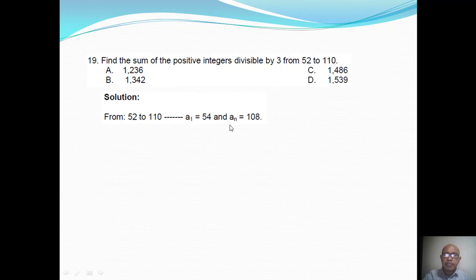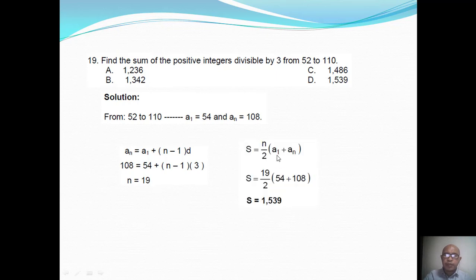So, the common difference of the numbers is 3 because if the numbers are divisible by 3, the difference between them is 3. So, we have now 108 is equal to 54 plus n minus 1 times 3, and n is equal to 19. So, if we solve for the sum, we can use the formula for the sum and obtain 1,539.